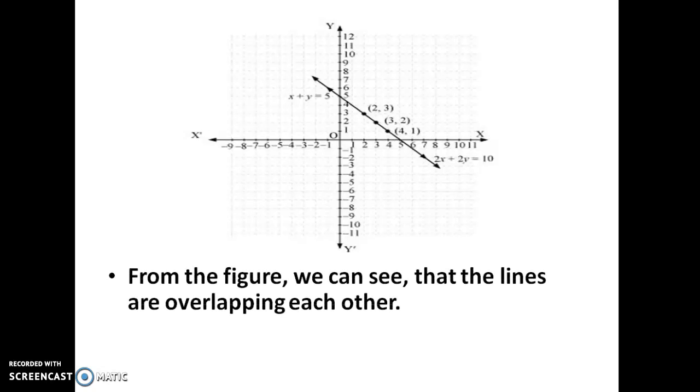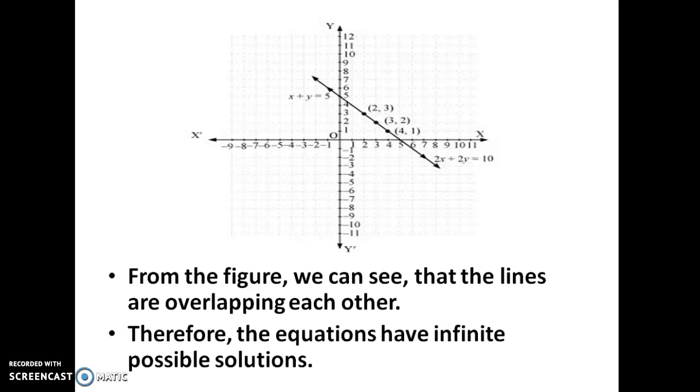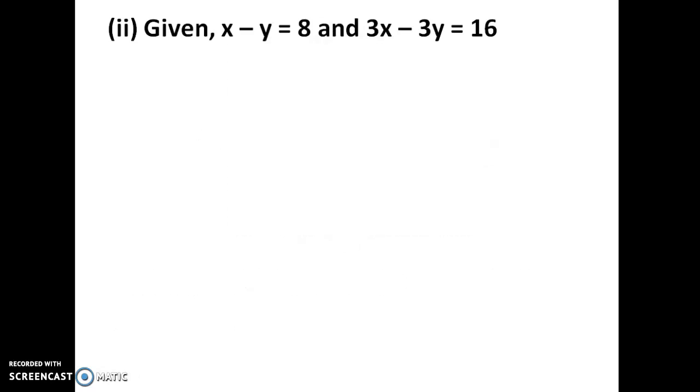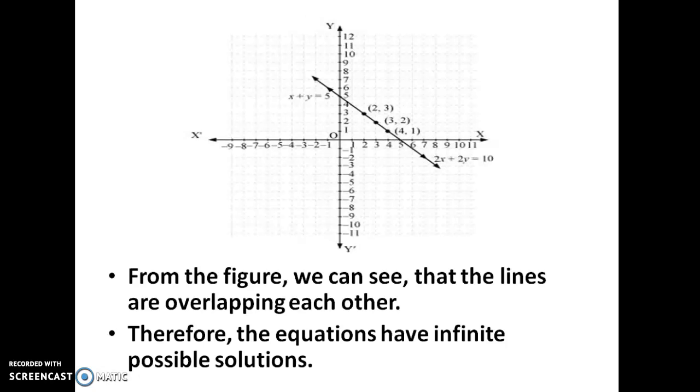Okay. From the figure, we can see that the lines are overlapping each other. Therefore, the equations have infinite possible solutions. Not 1 or 2, they have an infinite number of solutions.